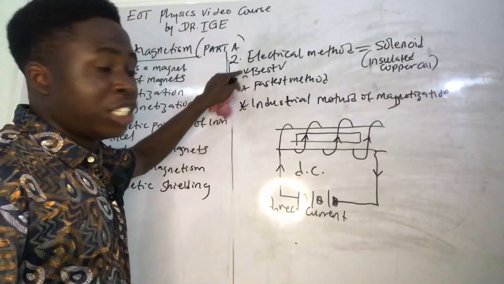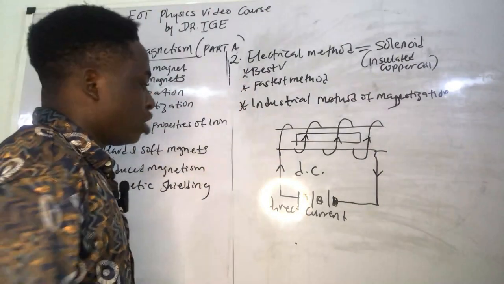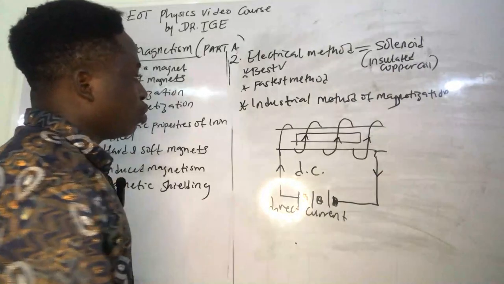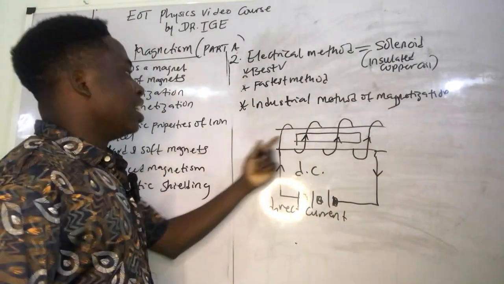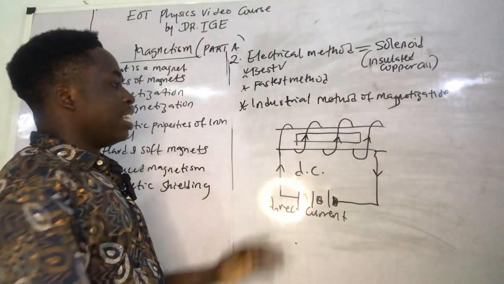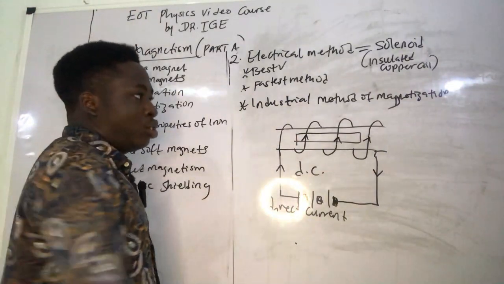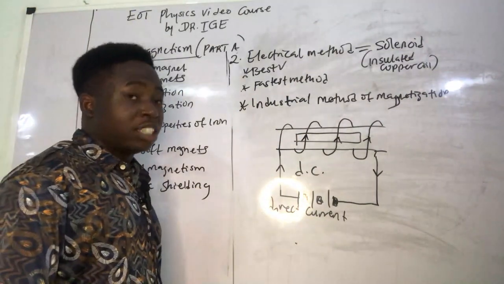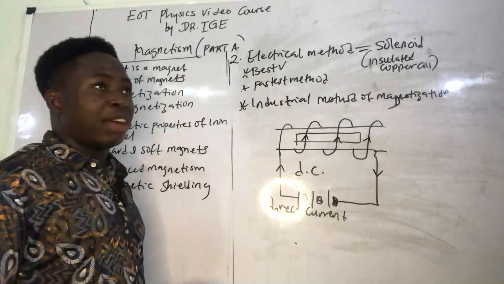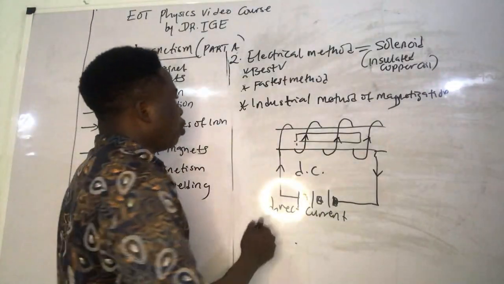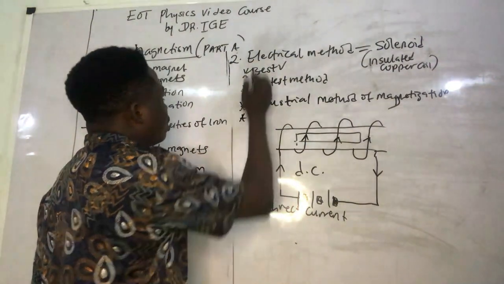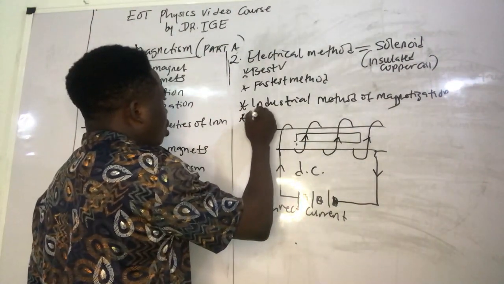The electrical method is the best method, the fastest method, and the industrial method. And this is the setup. So what you have to do is put the steel bar that you want to magnetize inside the solenoid. Then switch on the current and let electric current pass through it for a long time. Before you know it, it will become magnetized. And then the principle here is, please take note, it works on the principle of what?